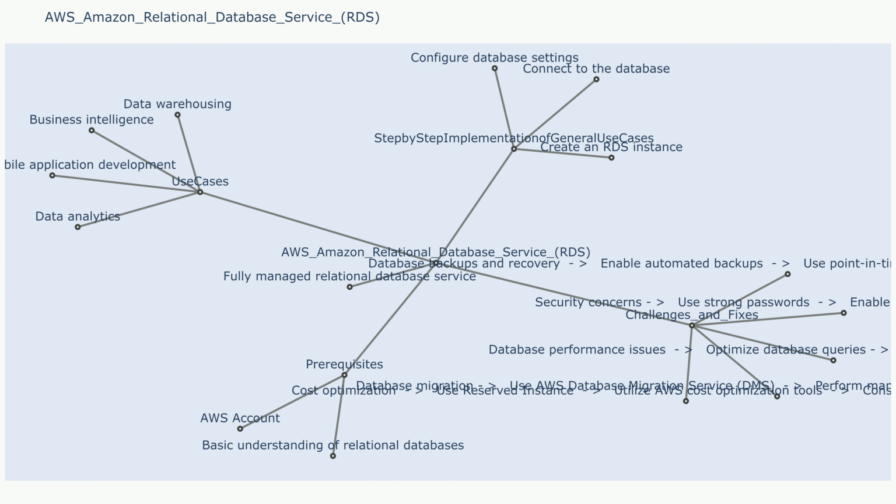Monitor for security threats. Use AWS security tools and services to monitor for potential security breaches and vulnerabilities. Cost optimization. Use reserved instances. Purchase reserved instances to commit to using a specific instance for a set period and receive discounted pricing. Utilize AWS cost optimization tools. Leverage AWS cost optimization tools such as AWS Cost Explorer and AWS Budgets to analyze and manage RDS costs.